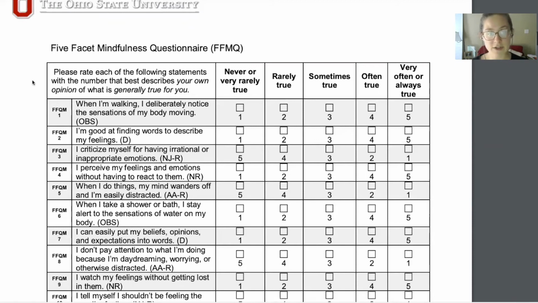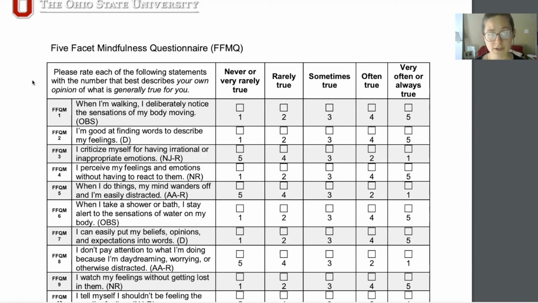But what this is measuring is how mindful people are. Mindfulness is defined as paying attention in the present moment purposefully and non-judgmentally. So it's just being in the moment and kind of letting your thoughts go without getting super attached to them. This is a trait questionnaire, meaning that this measures how mindful you are generally, kind of as a personality trait, not in this exact moment that you take the questionnaire, but just in general.